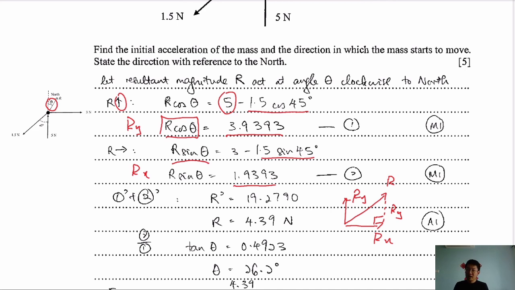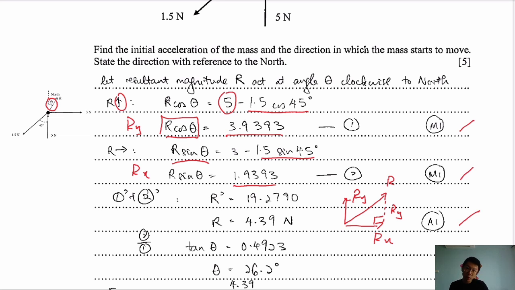So far we have already got 3 marks. 1 mark for finding the vertical component of the resultant, another mark for the horizontal component. The mark here is to find the resultant, the R.